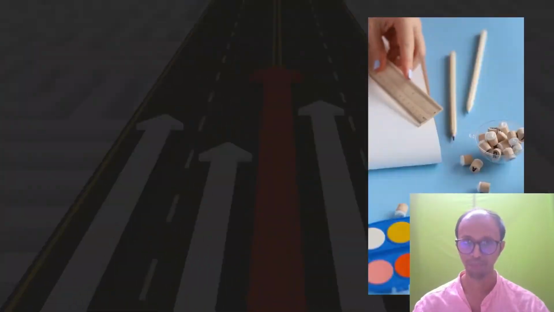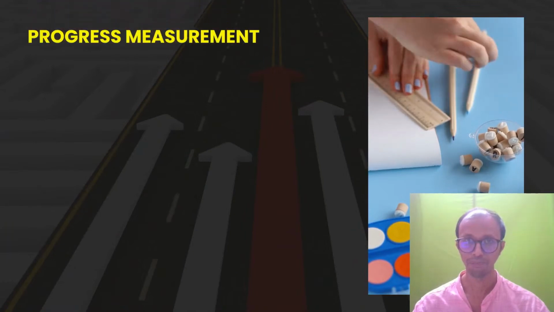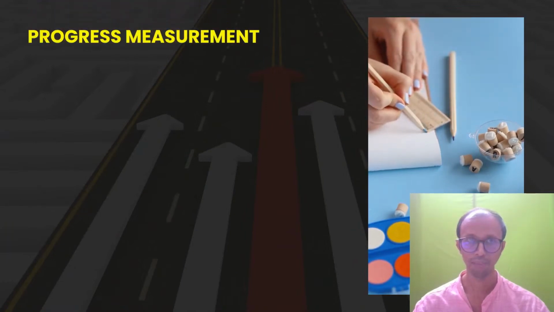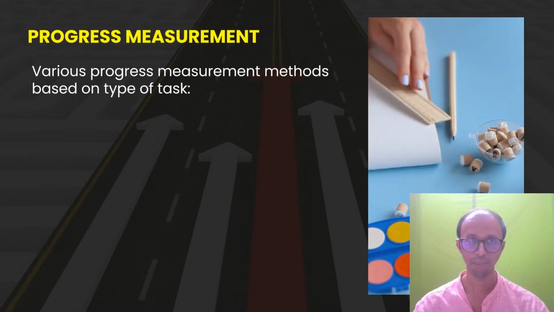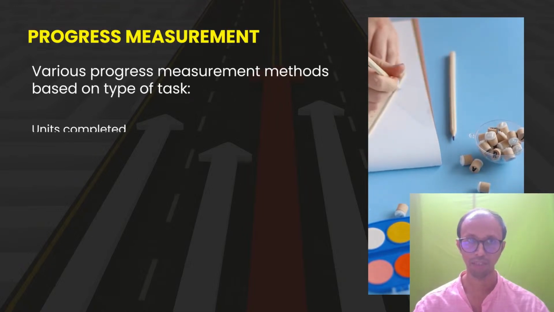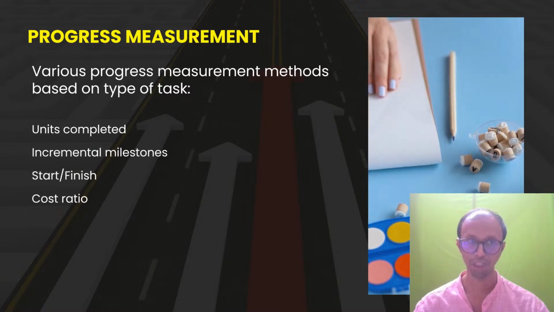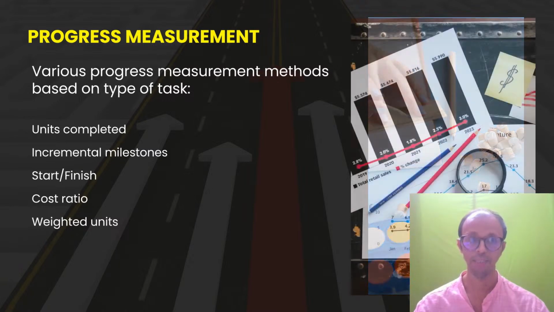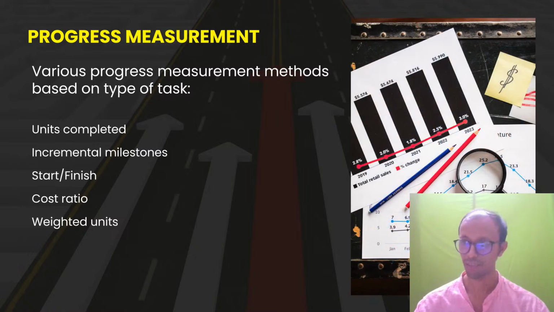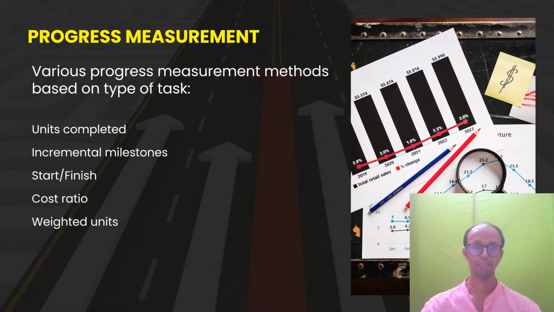Next, we come down to progress measurement. The various progress measurement methods are based on units, incremental, milestones, start finish, cost ratio, and weighted units. So these are the various methods. If you can take the training of one of my presentations on progress measurement, I have put down details of how these things work.